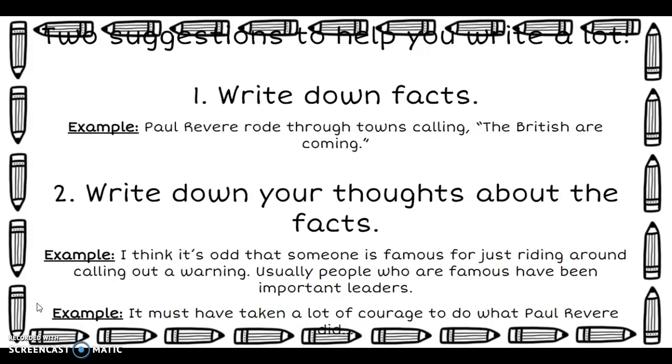Two suggestions to help you write a lot. One is to write down facts. For example, Paul Revere rode through towns calling the British are coming. That's a fact. You would get that from a book and you could write that down. That's good information. Another thing to do is to write down your thoughts about the facts right away. For example, I think it's odd that someone is famous for just riding around calling out a warning. Usually people who are famous have been important leaders. Or another example might be, it must have taken a lot of courage to do what Paul Revere did. Those are things that will help your story and your writing.